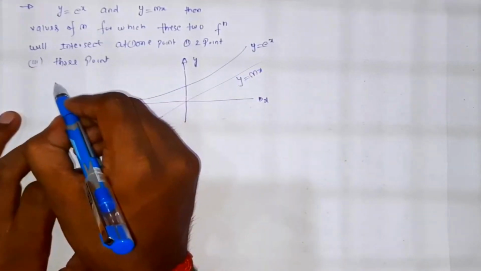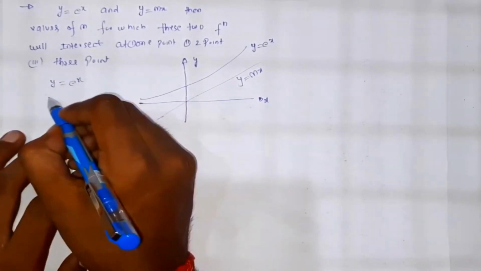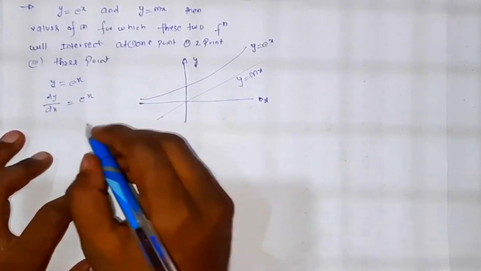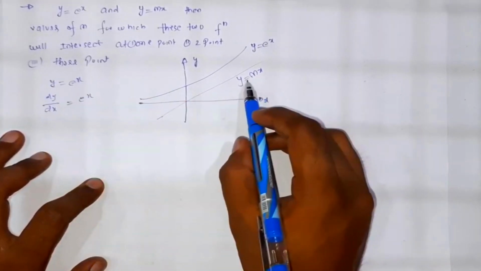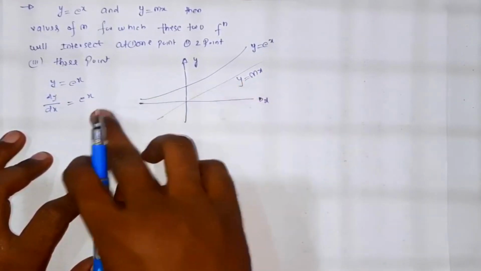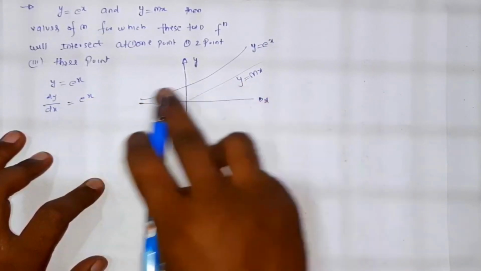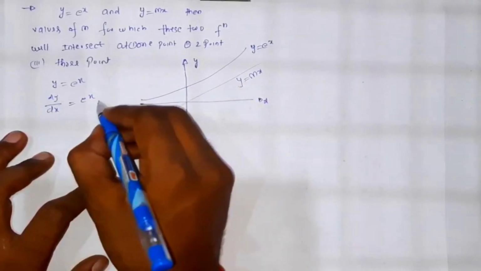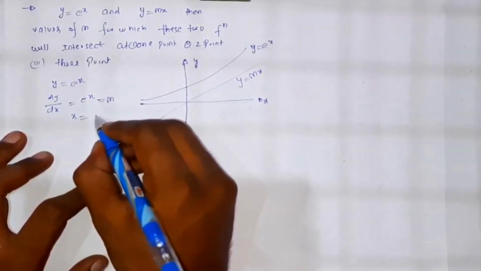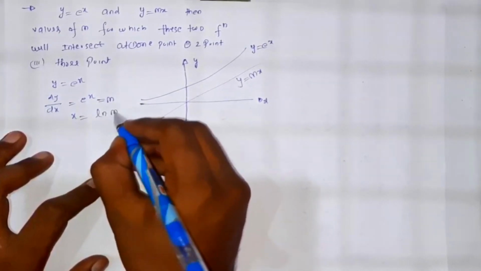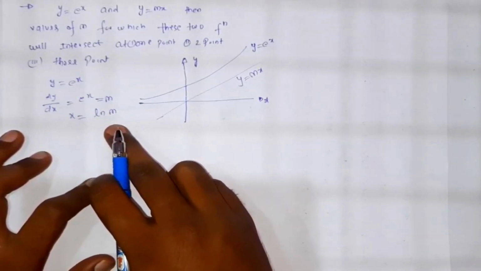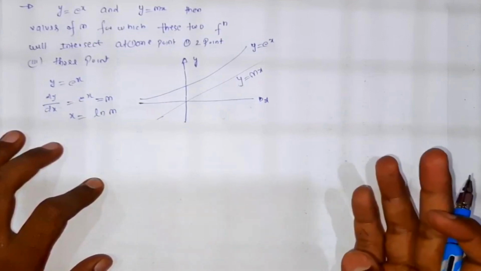So for that, y equals e to the power x. Now dy by dx equals e to the power x. This is the slope of this function, but the slope of this line will be m. So I'm going to equate the slope of both the functions. So this will be m. Now I'm going to calculate the value of x. x equals ln m. I hope it's clear. If you don't know how to operate the logarithm, then I will teach you this later, just after this tutorial.